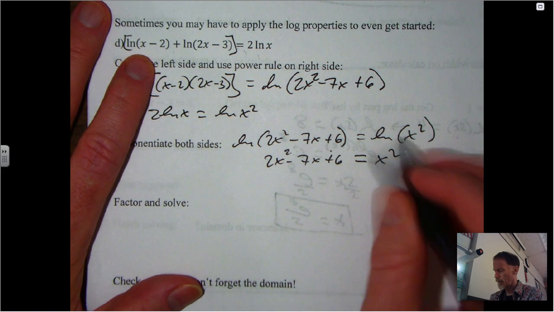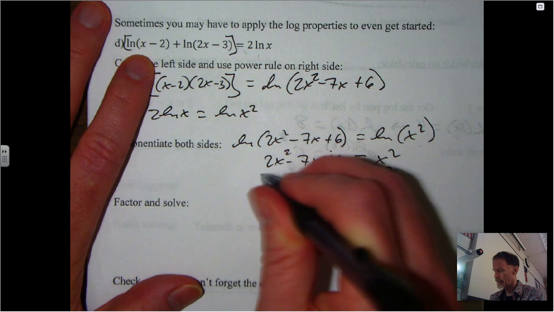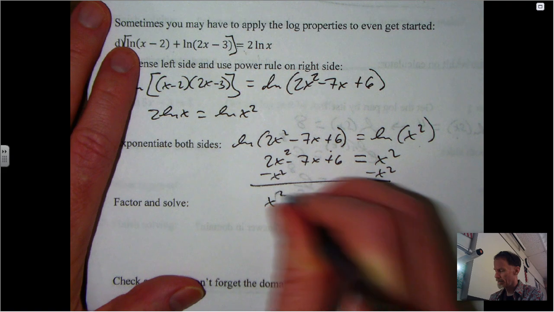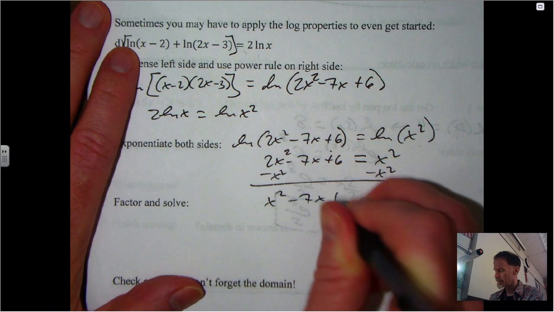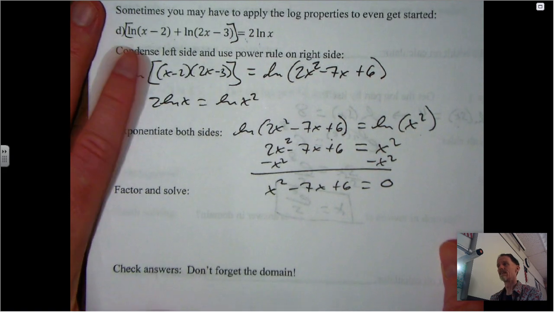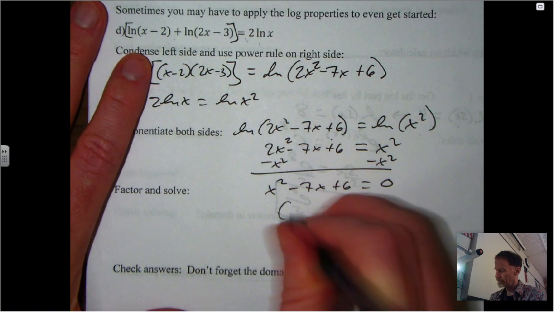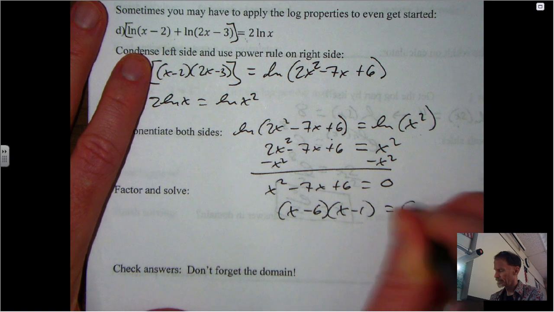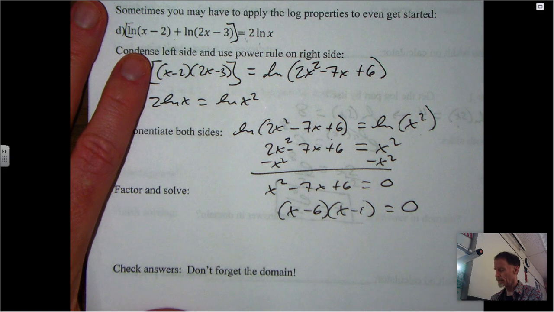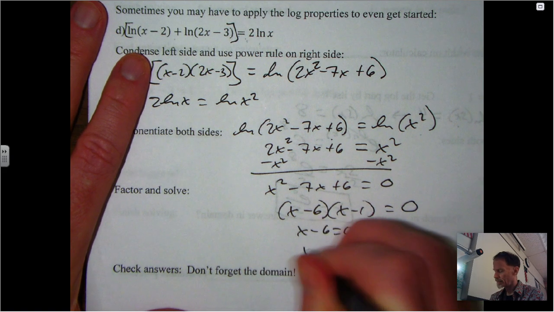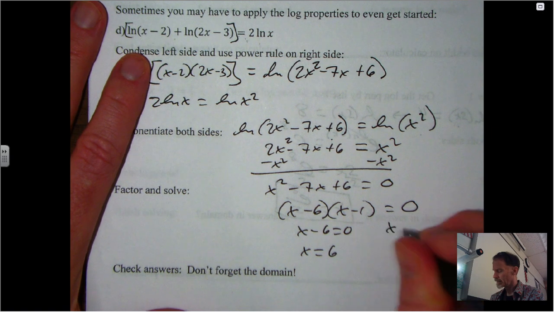And then I can subtract x squared from both sides just to combine some like terms. I have x squared minus 7x plus 6. And oh, look, I can factor that. Negative 6 and negative 1 equals 0. So my solutions, setting both of those equal to 0, are 6 and 1.